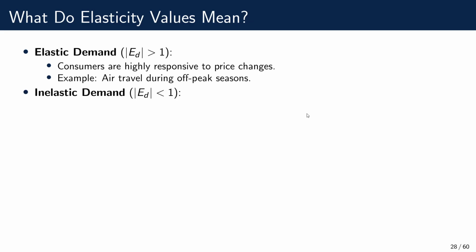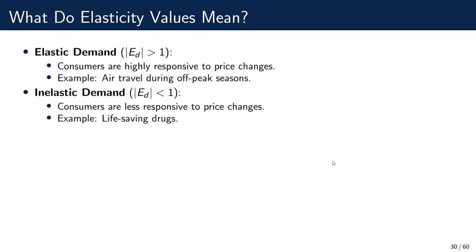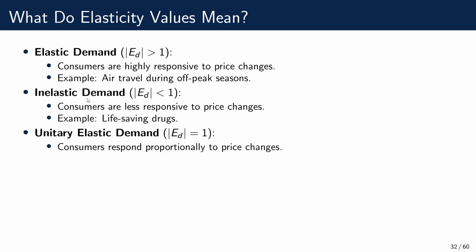When we say demand is inelastic, we mean that consumers are less responsive to price changes, that changing the price does not change demand much. Example, life-saving drugs. Then the third, unitary elastic demand, says that the consumer responds proportionally to price changes. Example, some mid-range electronics.